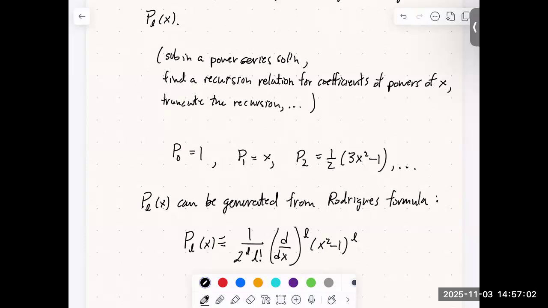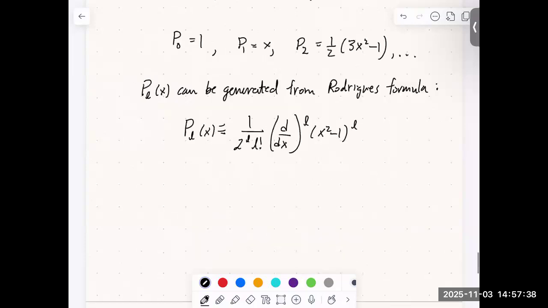What you'll find is that all the even L's are even functions of x. And so if we went to P to the 4th, we would have an x to the 4th term and an x squared term. If we went to P to the 6th, we get an x to the 6th term, an x to the 4th term, an x squared term. So they're even powers of x up to order L. All the odd ones are going to be all the odd powers of x up to order L. Okay, good. Now, let's get back to the equation that we're actually trying to solve.